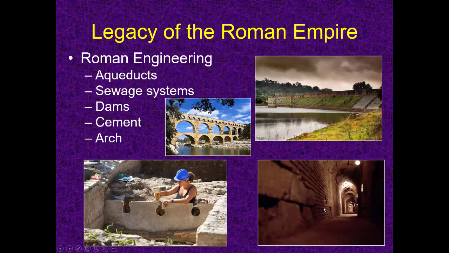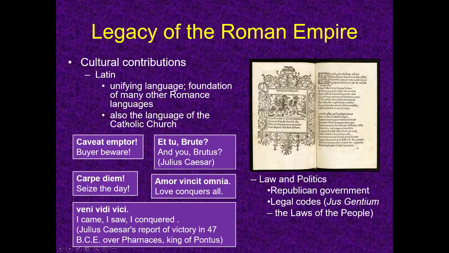So the legacy of the Roman Empire: aqueducts that the other kingdoms coming after the Romans will eventually figure out how to build and maintain. They don't for a while. The sewage systems, the dams, cement, the archways that you can build tunnels with and entrances. These are all things that the Romans either invented or furthered along. And yes, cement. This is cement. This is Roman style cement. They figured that out. So we got a lot from the engineering.